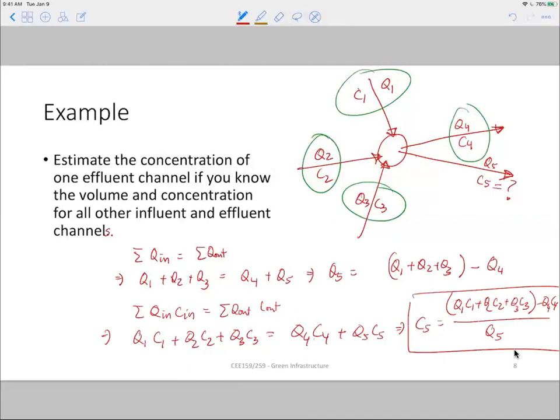You can use this, for example, when there are multiple stormwater streams coming into a river, and you want to calculate how much the contaminant concentration changes in that river because of multiple streams of stormwater.